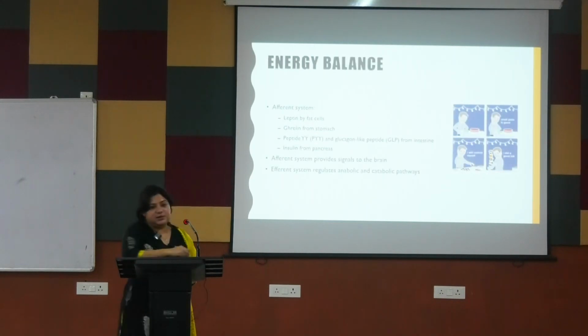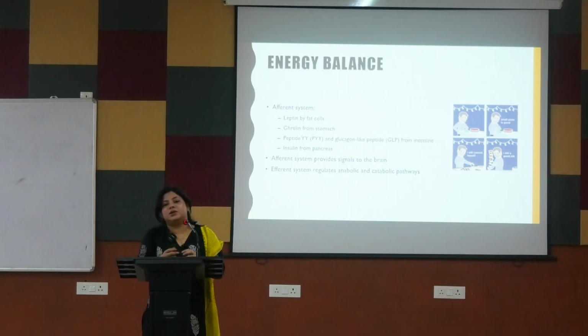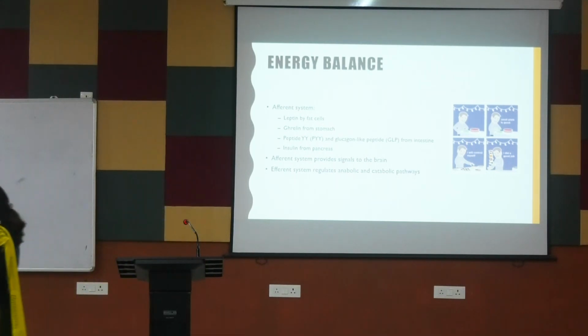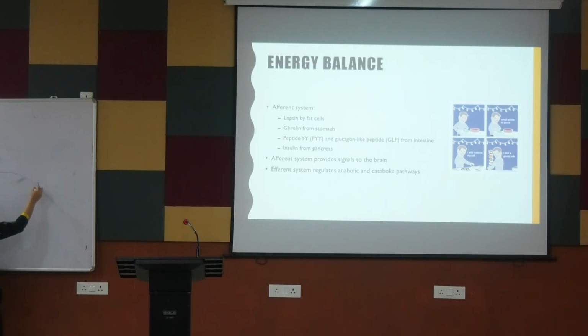Now energy balance, this is in your syllabus, this is energy balance. What is in the center of energy balance? Which part of the CNS is it? Hypothalamus. So the hypothalamus is there. There are some afferent signals, there are some neurons and the efferent signals, right? So what is the afferent system?